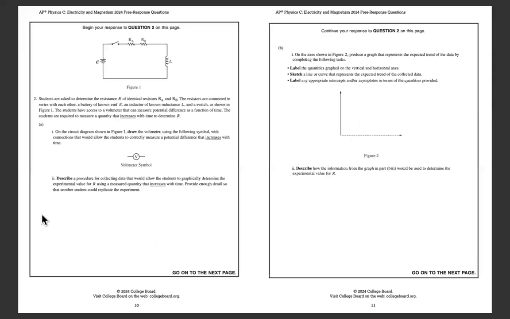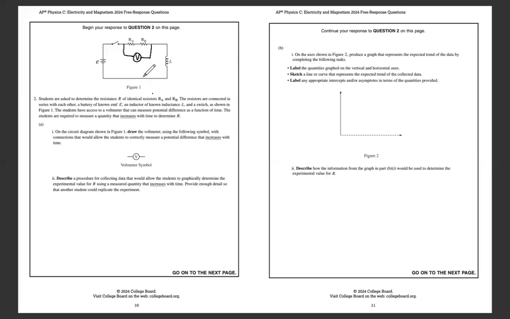So, okay, now you're trying to find something that increases with time. You're trying to measure something that increases with time to determine R. Well, it sure is not going to be the voltage across the inductor. So the two resistors are identical. So let's actually just go ahead and measure the voltage across both of them together. That'll probably be the easiest thing. You could measure it across one resistor separately if you wanted to.